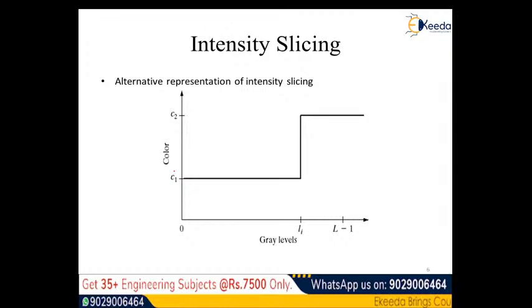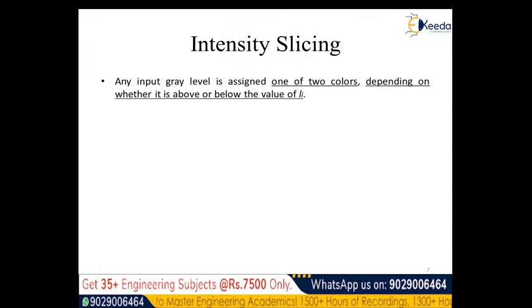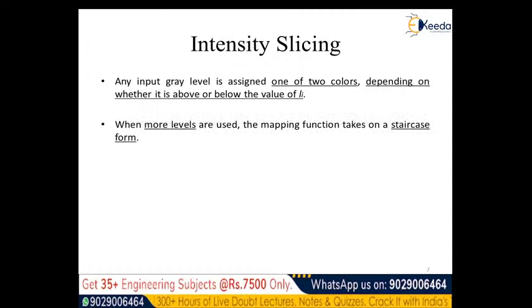So I hope the point is clear. This is the simple thing to understand for the intensity slicing here. Any input gray level is assigned one of the two colors depending on whether it is above or below the value represented as l suffix i here. And if we have additional labels of colors to represent that particular grayscale information, then we can have more stairs in the earlier representation. So we can also describe this to be the staircase form here.